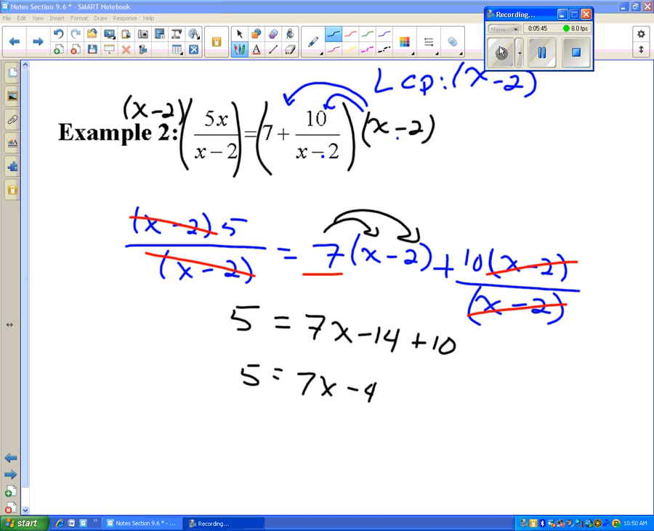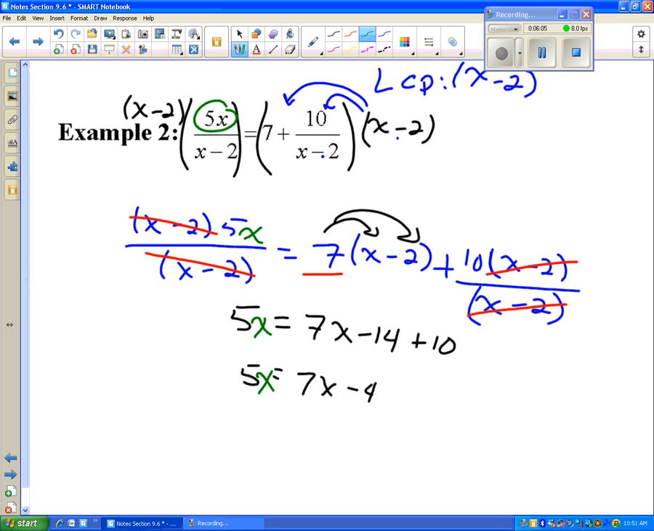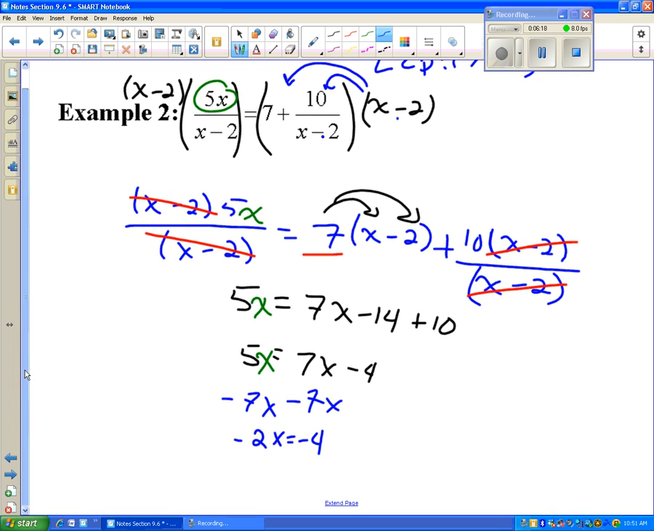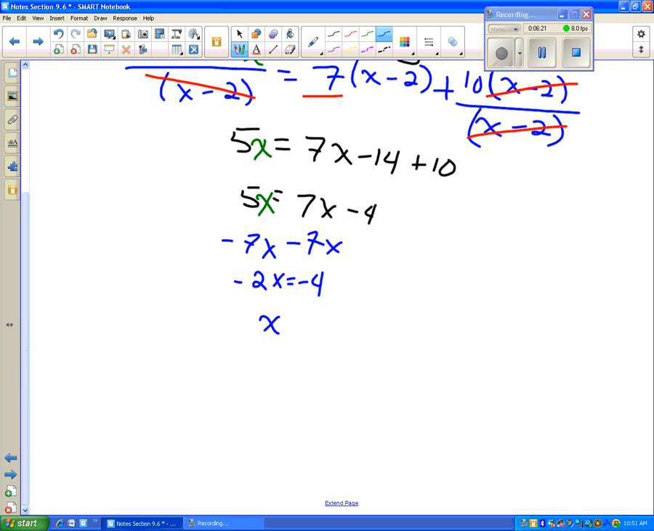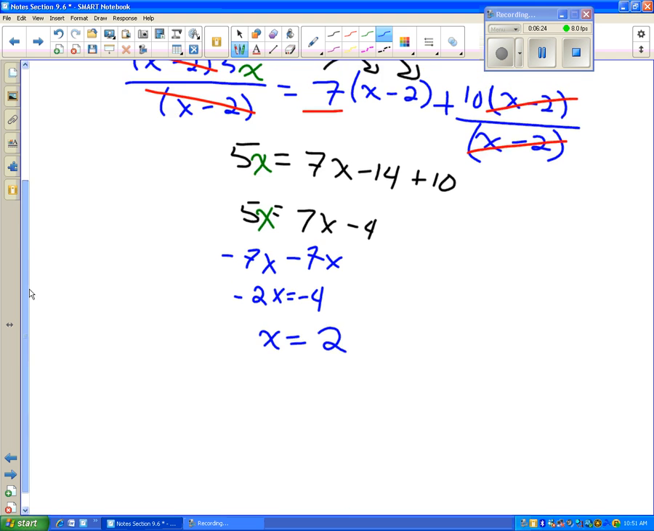After double checking, you've been yelling and screaming at me, Caleb Quimby, especially. I dropped this 5x. I dropped the x here. So this is a 5x. This is a 5x. So 5x is equal to 7x minus 4. I'm going to subtract the 7x from both sides. So negative 2x is equal to negative 4. Divide both sides by negative 2. X is equal to 2.